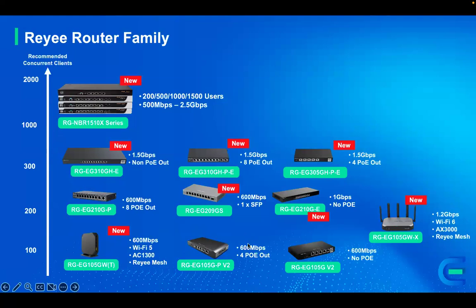Another is our EG105, which is also for 100 users. It comes with 2 WAN ports. Then for 200 users we have the EG210, for 300 users we have the EG310, and for 1000 to 1500 users you have the NBR and EG1510 series gateway, which comes with 2.5 Gbps throughput.